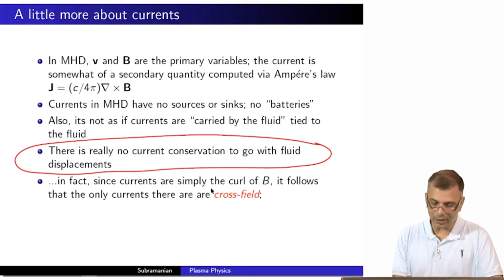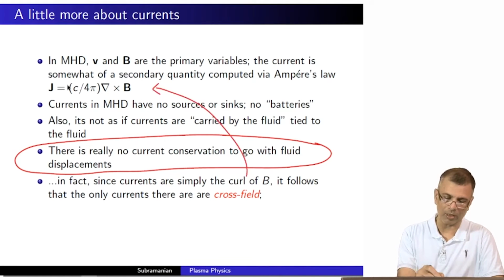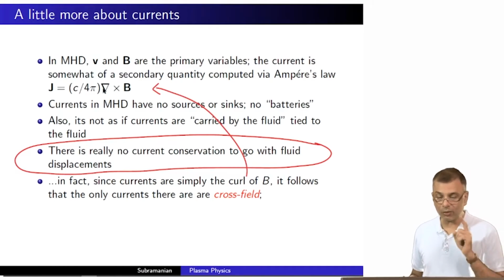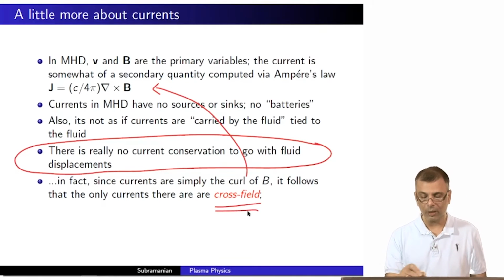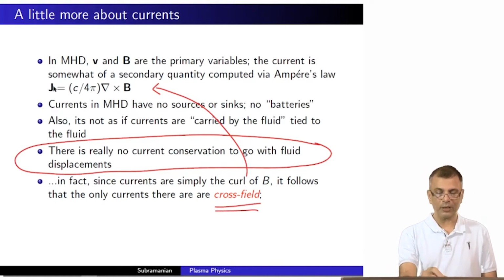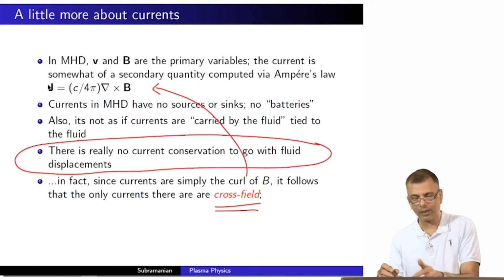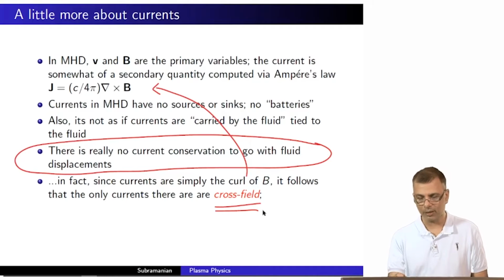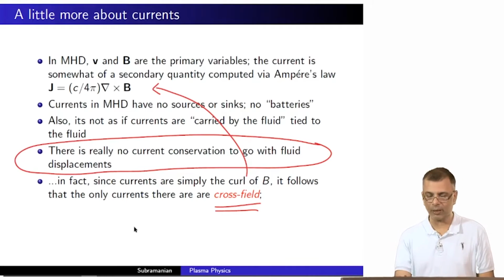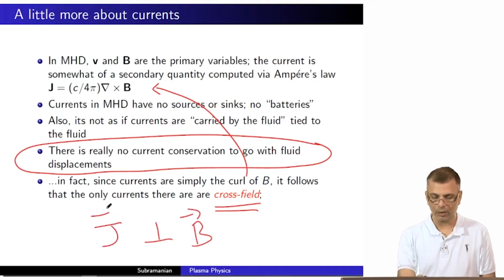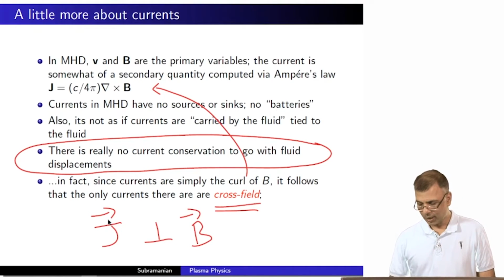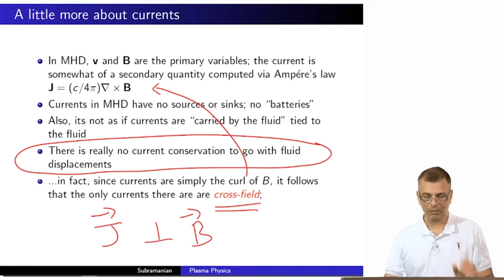In fact, since currents are simply the curl of B, apart from a constant, it follows that the only currents there are cross field. Okay, because by definition the curl of B is perpendicular to B. So the direction of the current density is actually perpendicular to B. Cross field meaning they are perpendicular to the magnetic field B. Okay, this is also something that bears looking at, and you should let this sink in a little bit.